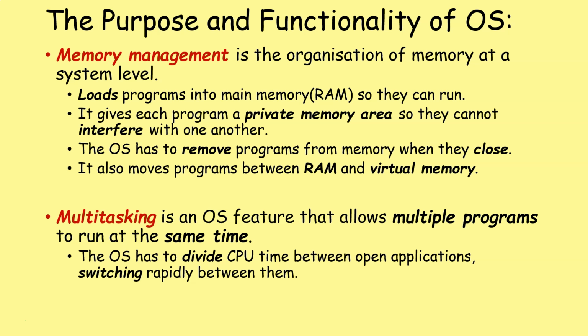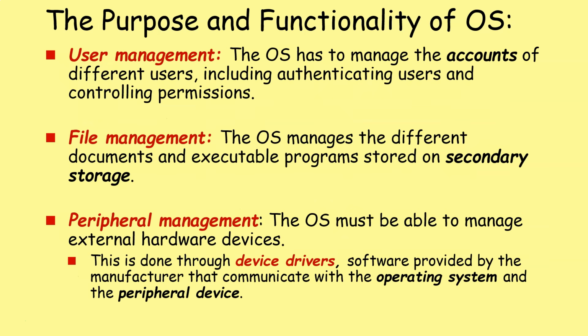Because your OS can carry out billions of instructions per second, it can swap between all these applications so rapidly that they appear to be running simultaneously. User management. The operating system has to manage the accounts of different users, including authenticating users and controlling permissions. File management. The operating system manages the different documents and executable programs stored on secondary storage.